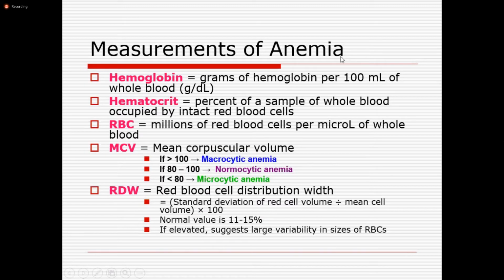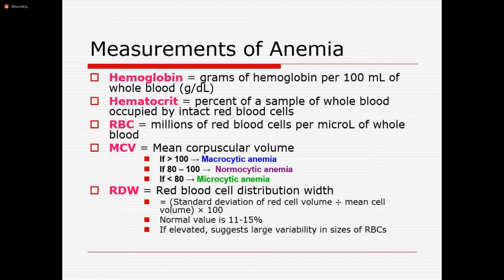So, measurements of anemia: hemoglobin, grams per 100 ml of whole blood. Hematocrit is the percentage of the sample of whole blood occupied by the cellular portion, and RBCs are millions of red blood cells per microliter of whole blood. MCV, these are the little definitions. Normal is between 80 to 100. If it's more than 100, then it's macrocytic, so it's larger in size. Less than 80 is microcytic anemia.